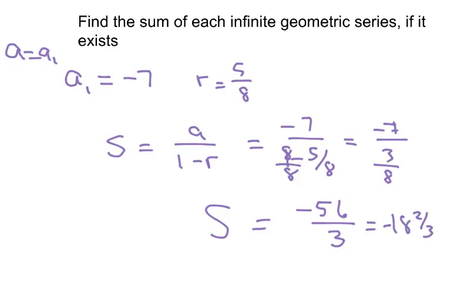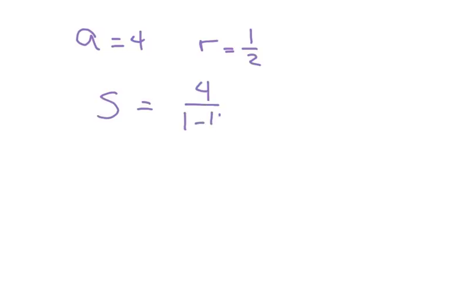or you can write that as -18 2/3. Okay, so let's find the sum where the first term is 4 and r is 1/2. The formula gives 4 over 1 minus 1/2, which is 4 over 1/2, which equals 8.